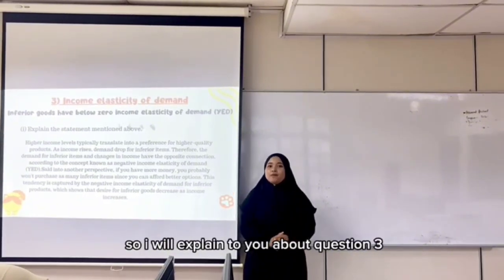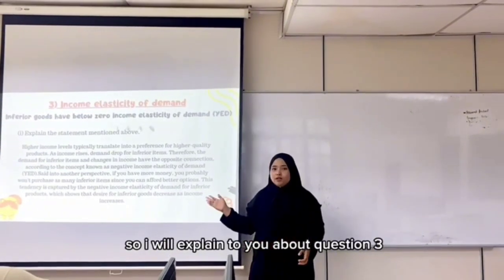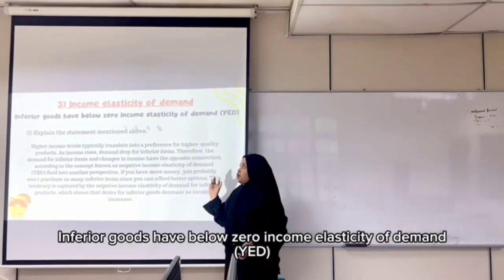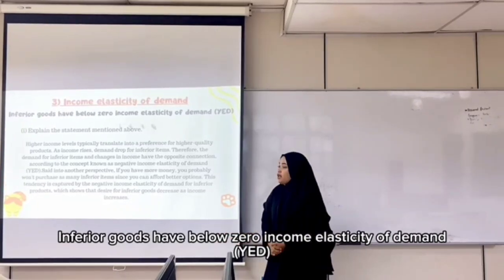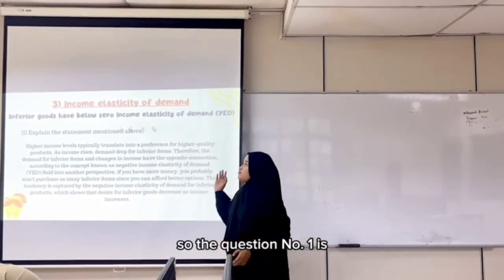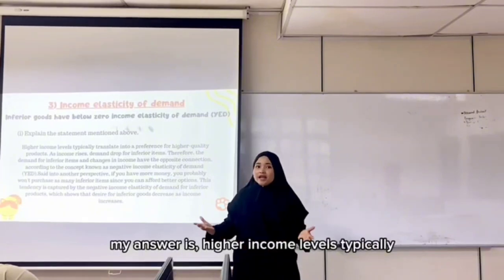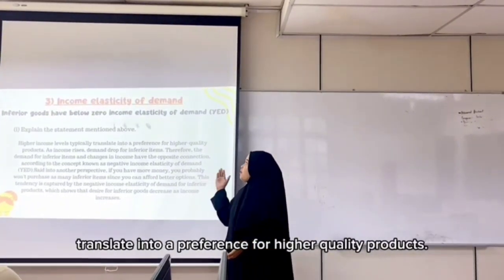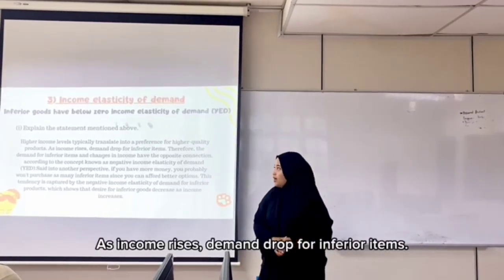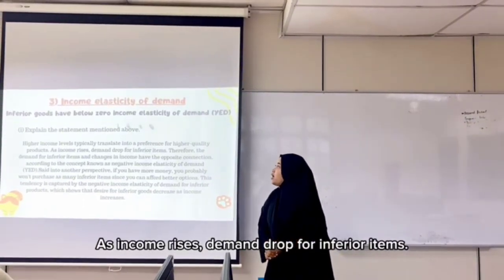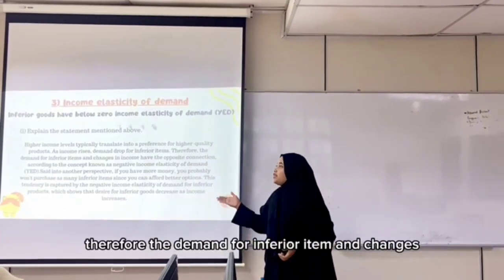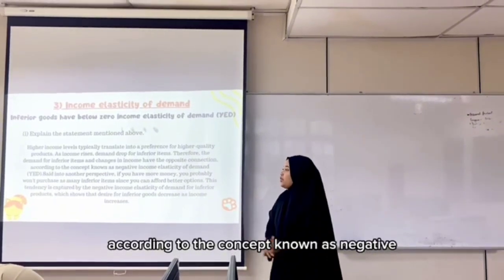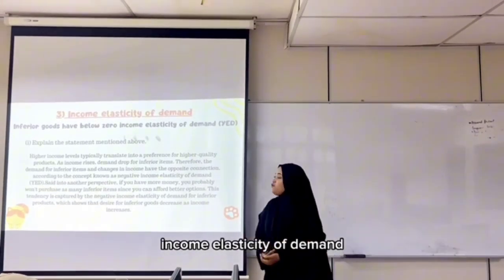So I will explain to you about question 3, which is income elasticity of demand. Inferior goods have below zero income elasticity of demand. So question number 1 is, explain the statement mentioned above. My answer is, higher income level typically translates into a preference for high quality products. As income rises, demand drops for inferior items. Therefore, demand for inferior items and income have the opposite relation, according to the concept known as negative income elasticity of demand.